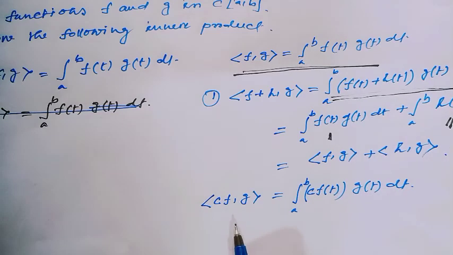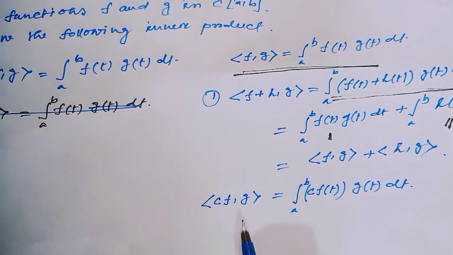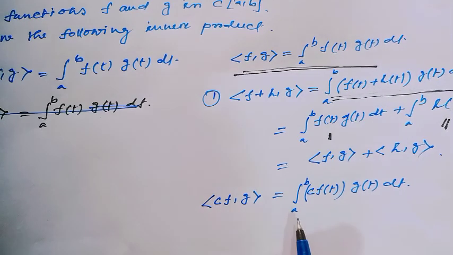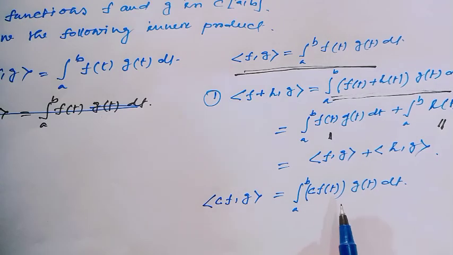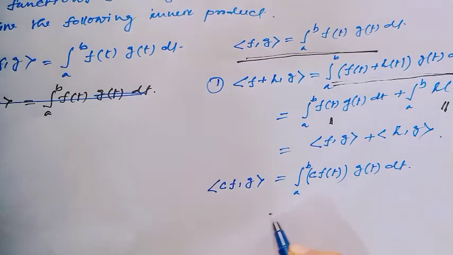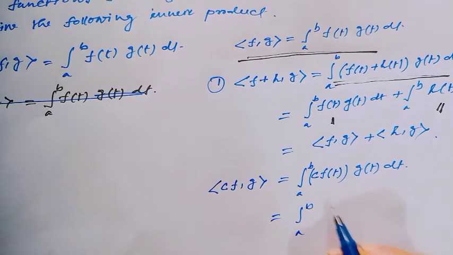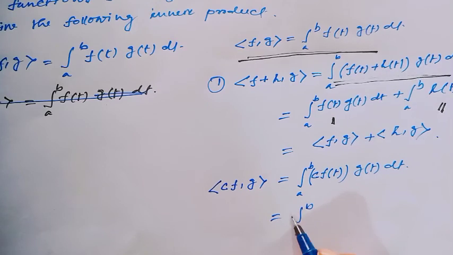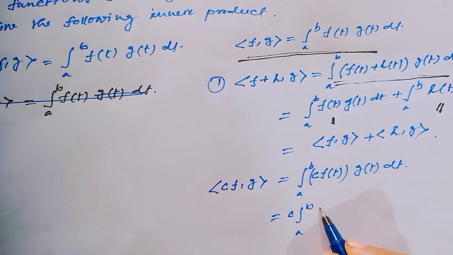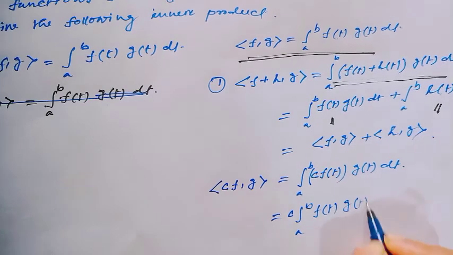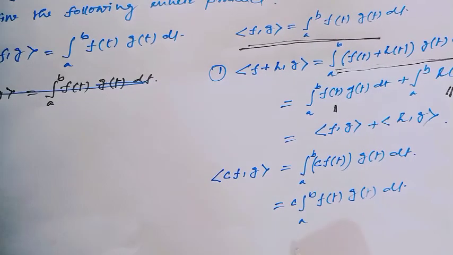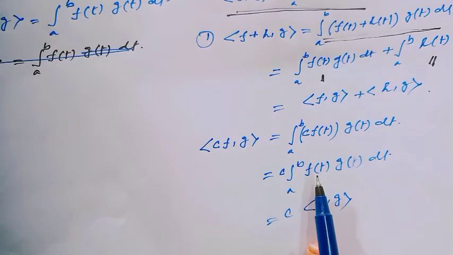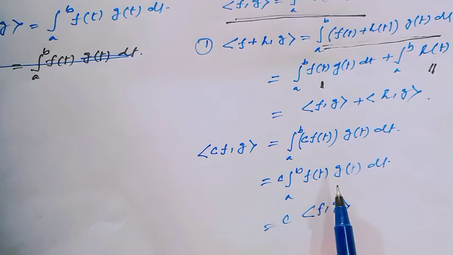Our next linearity condition: inner product cf with g is equal to integration a to b of c f(t) g(t). Therefore, we can easily pull out this c from the integral, then this would be c times the integral of f(t) g(t) dt. And this is actually c times inner product f comma g. Therefore, the second linearity condition is satisfied here.